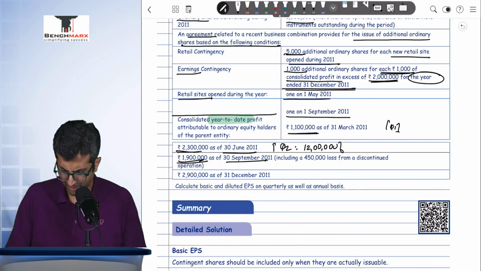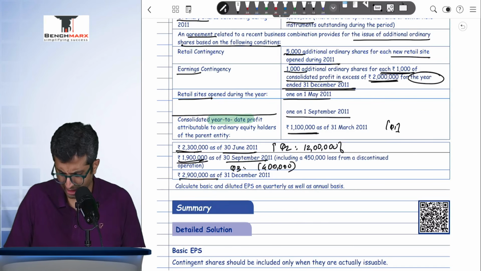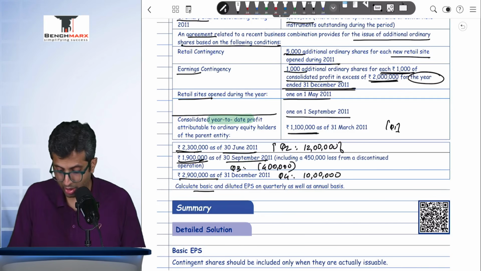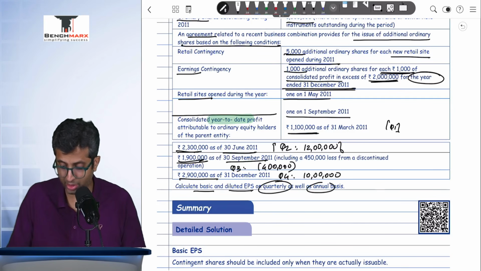And hence, in quarter 3, there would be a 4 lakh rupee loss. And last quarter, in quarter 4, from 19 lakhs, I jump up to 29 lakhs and hence there is a 10 lakh profit. You are required to calculate the basic and diluted EPS on quarterly as well as annual basis.